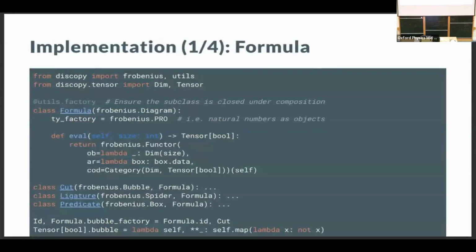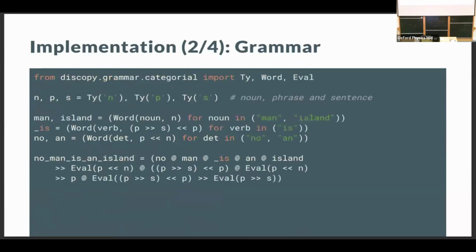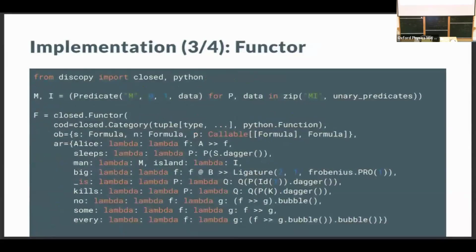And yeah, I guess I get some time to just show that the implementation fits on the slides, in the sense that you can just import DiscoPy, create a small class for your formulae with the evaluation as a functor into tensors. Then you've got the bubble, which is interpreted as element-wise negation. You construct your diagram for the sentence, "no man is an island." This is what parsing looks like. And you construct this big functor. So this is the table from the previous slide. It's written in Python. Alice goes to lambda f, returns a goes to f.